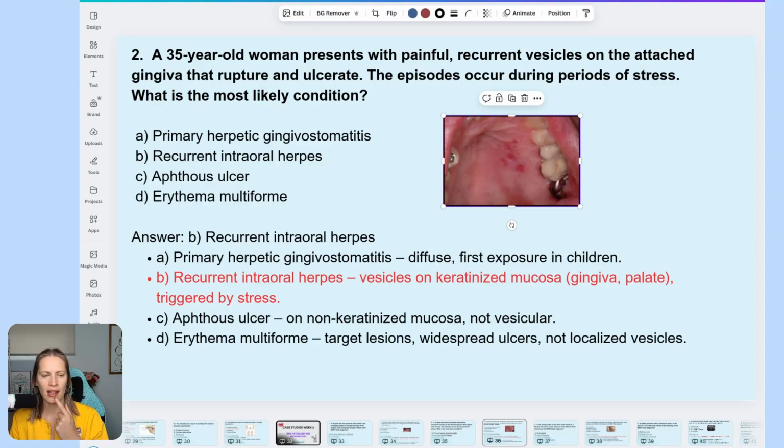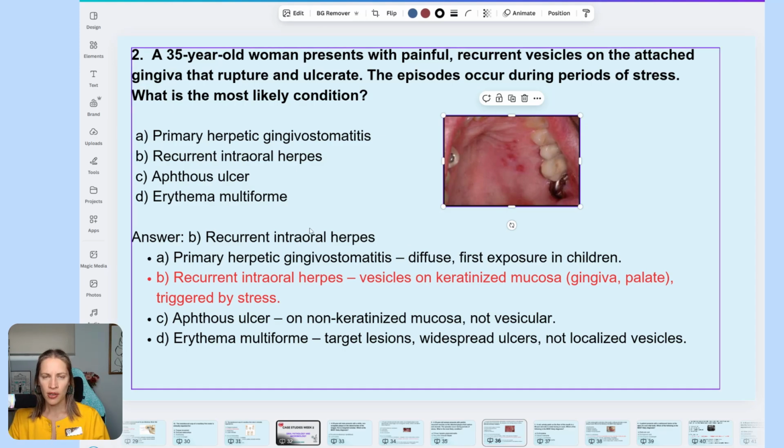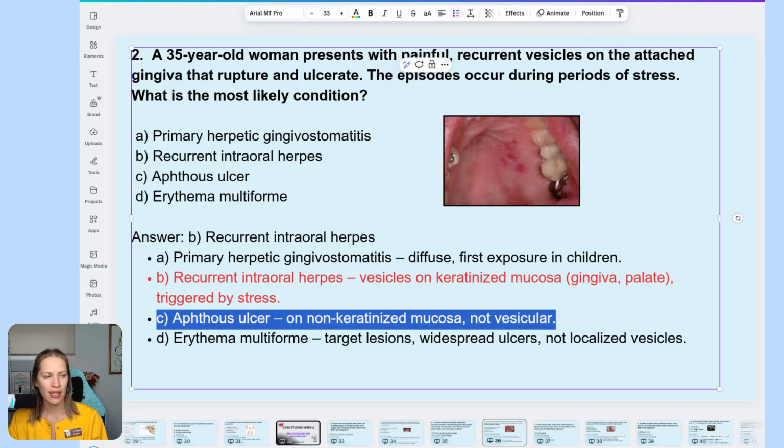Okay, so we could think the bottom of the inside of the lip as an example, but these ones are on the attached gingiva. So it could be an ulcer because it did say something ruptured and now it is an ulcer, but B is still the best answer because of the location and it specifically says triggered by stress. C could be triggered by stress as well, but remember, we have to pick one, and B is the better answer because of the location. It's on the attached gingiva.